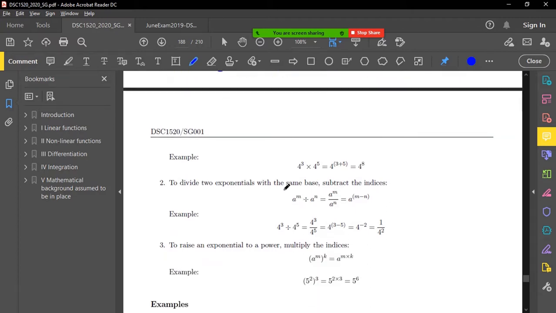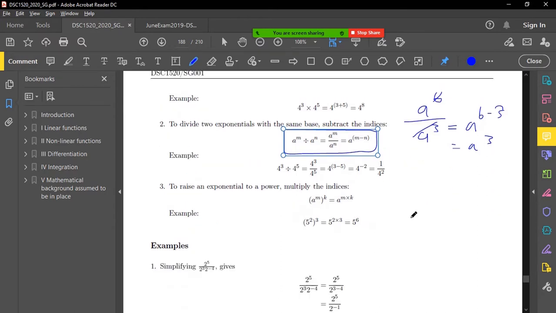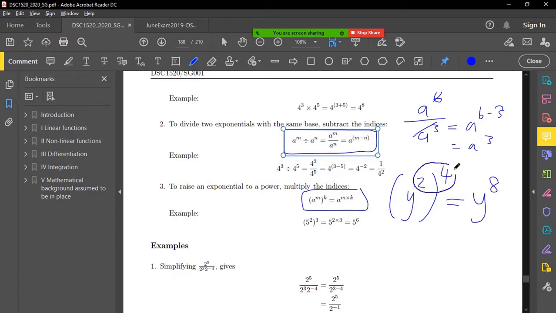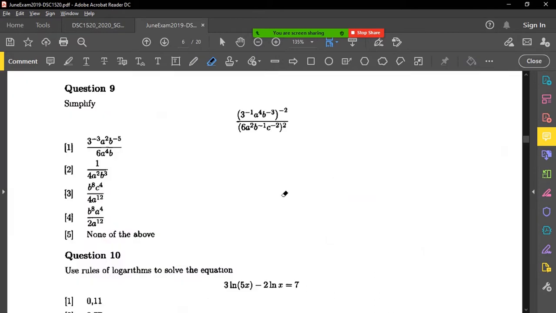When you have division, for example, 8 to the 6 divided by 8 to the 3, then I'm going to subtract. I can cancel like that, or I can say 6 minus 3 is 3. Does that make sense? Yes. When you have y to the 2, open brackets, to the power 4, then I'll have y to the 8. I multiply those exponents when it's raised by a bracket. Do you see that? Yes. Those are the rules that you need in order to complete this equation.